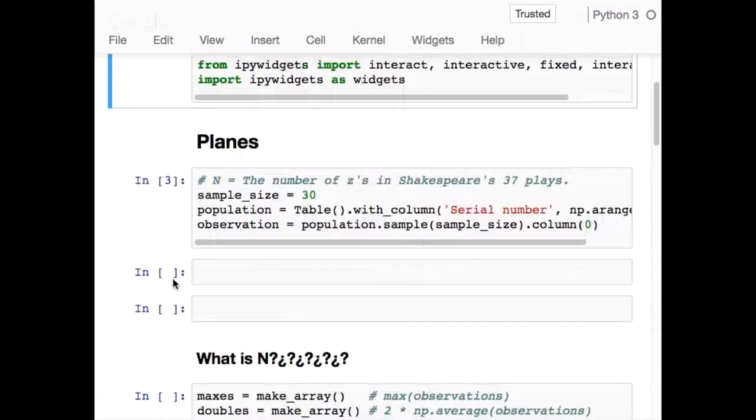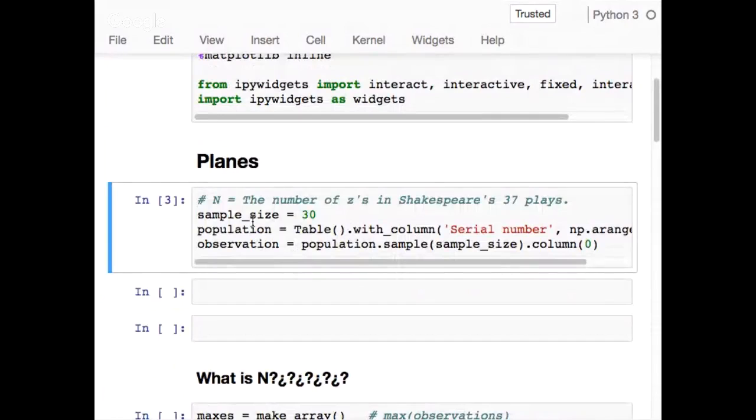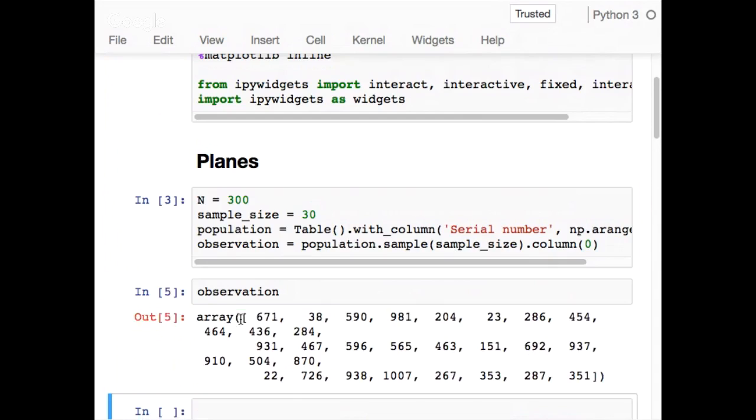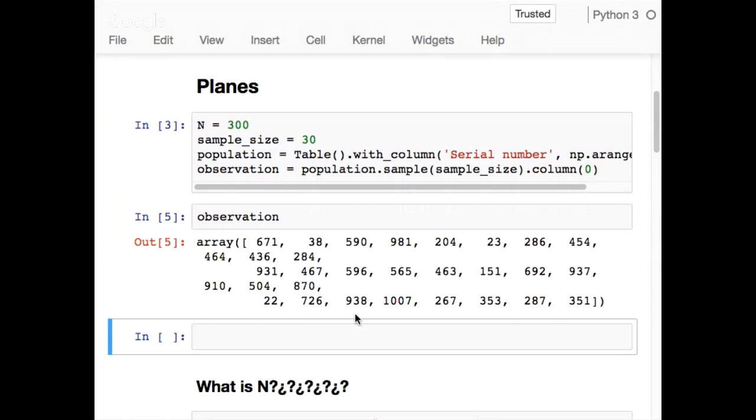Excellent. So I have here a notebook, and I have here a mysterious value of n. So here, let's say n is 300 again. And I took some observations, and I look at my observations. Okay, so if n is 300, my observation should go between 0 and 300. But if you look at that, it's not.